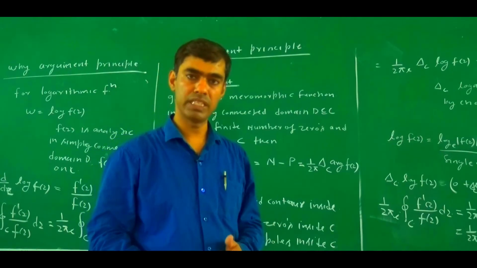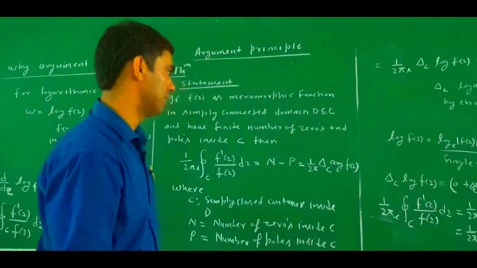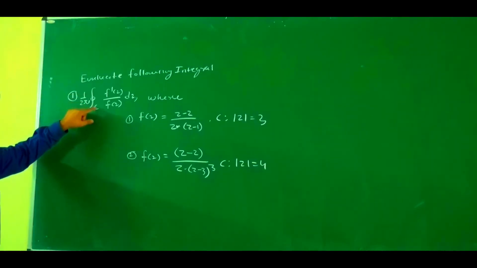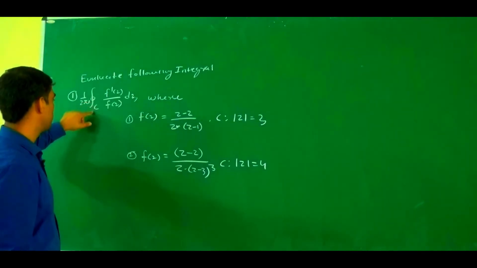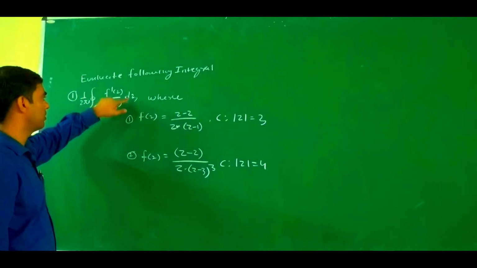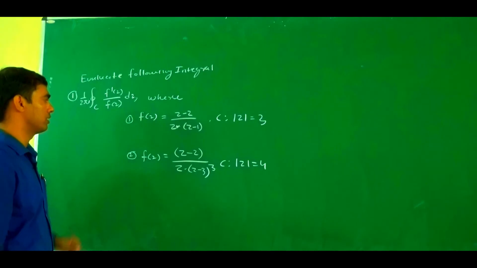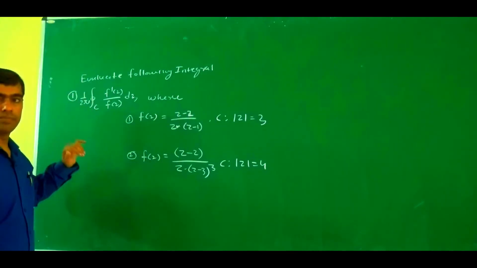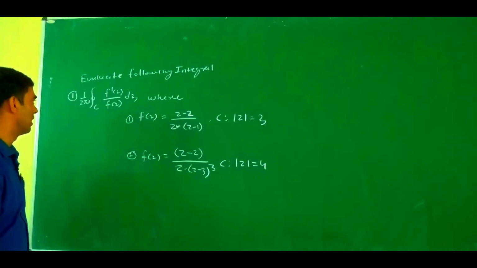Now we solve some numerical examples based on the argument principle. Here what is the question? The question is to find the value for this integration: 1 upon 2 pi i integrate over c f dash z upon f(z) dz, where f(z) equals this one, z minus 2. Now we solve these integrals with the help of the argument principle.